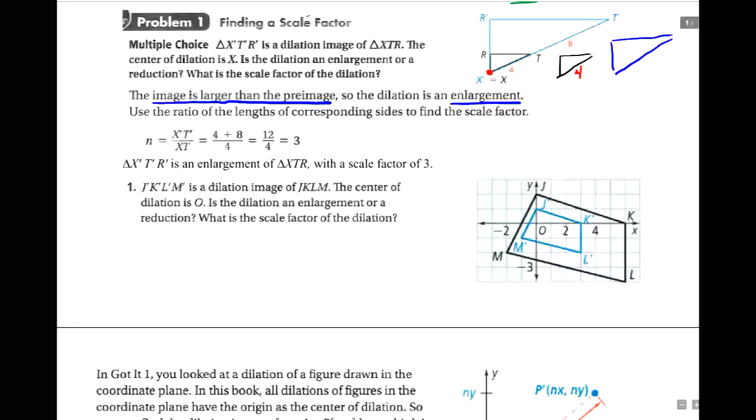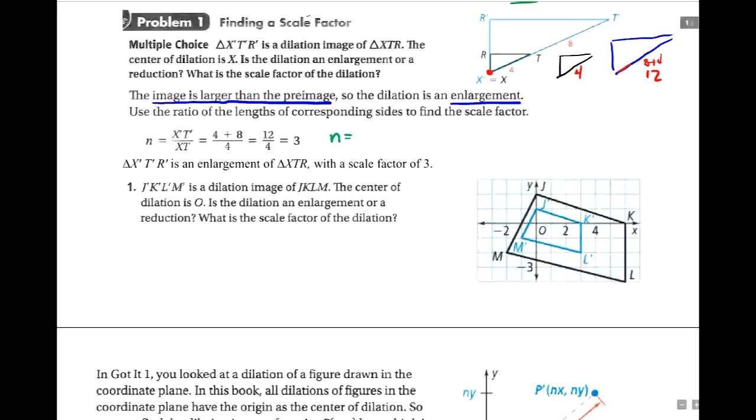We know this measures 4, but how long is this one over here? Be careful. It's not 8, it's 8 plus 4, because this part right here counts as well. So it is 12. Well, how do we find our scale factor? We just do our corresponding sides.